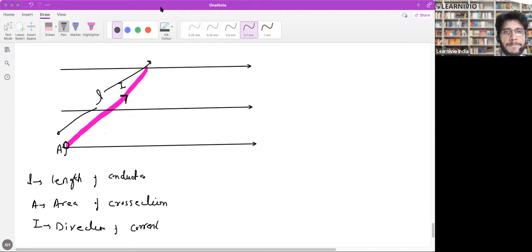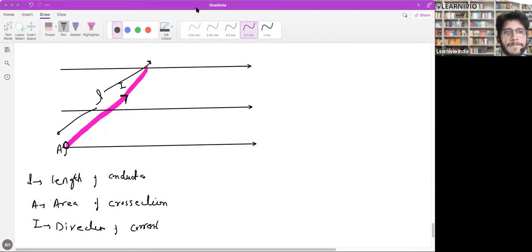Sania, direction of current is given. Not upwards. No, Sania. Fatima, can you guess the direction of motion of electrons? If this is the direction of current, what will be the direction of motion of electrons?